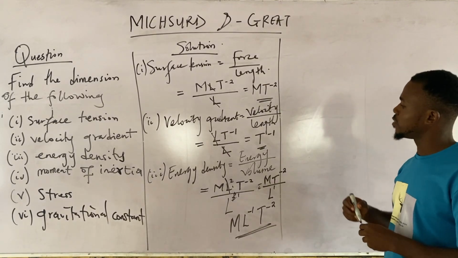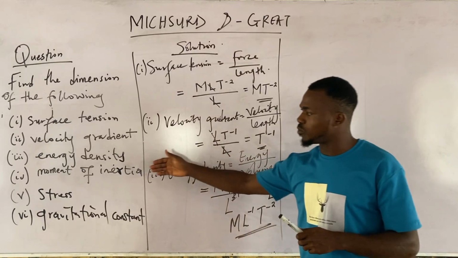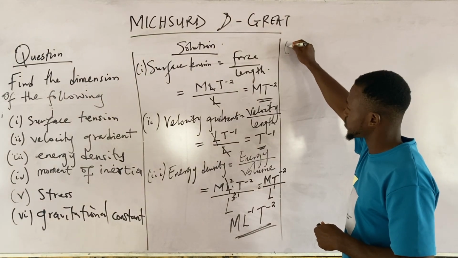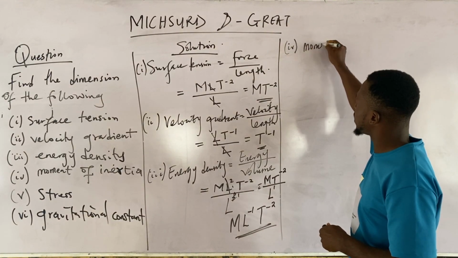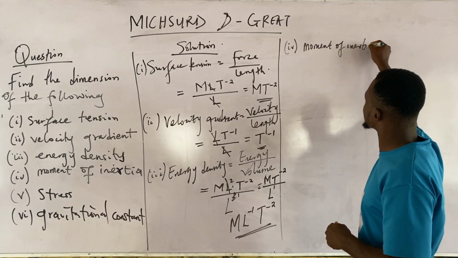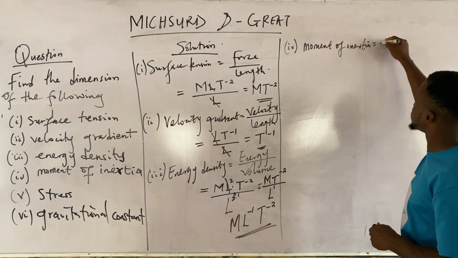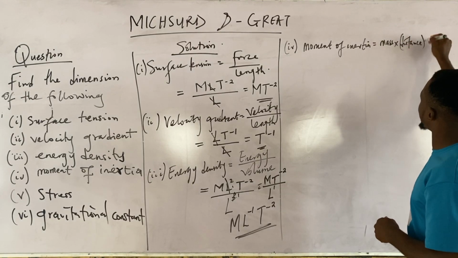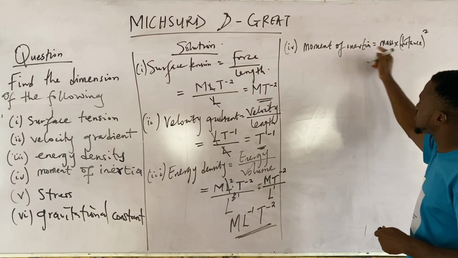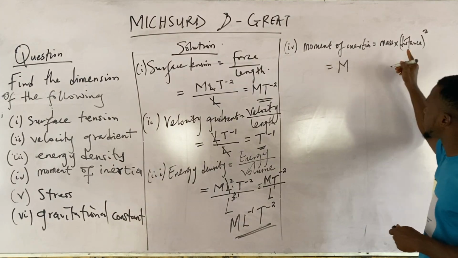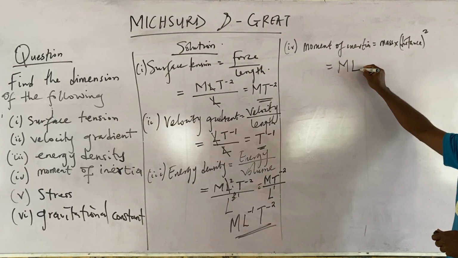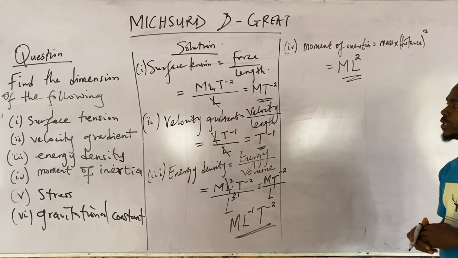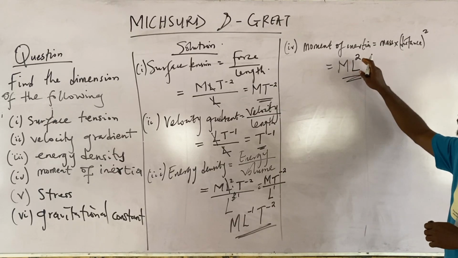Now we also have the dimension for moment of inertia to look for. Moment of inertia is given as mass times distance squared. The dimension for mass is M, and distance has dimension L, and we have a square here. So the dimension for moment of inertia is ML^2.